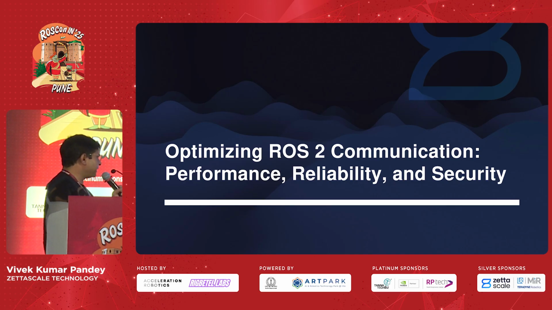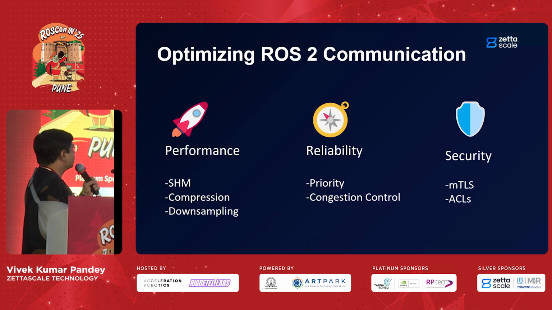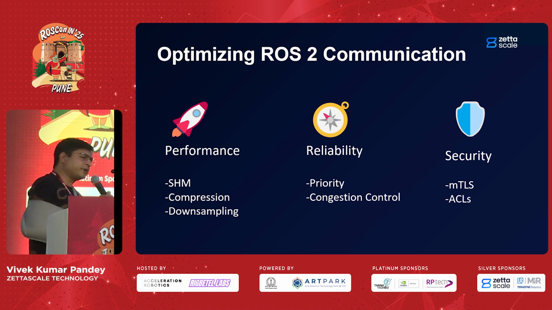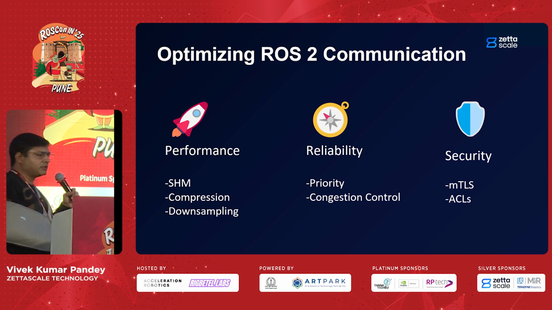Now let's come to optimizing ROS 2 communication in terms of performance, reliability, and security. For performance, you can configure shared memory, compression, and downsampling. For reliability, you can use priority and set congestion control. At the security level, you can use mutual TLS, or you can use ACLs.